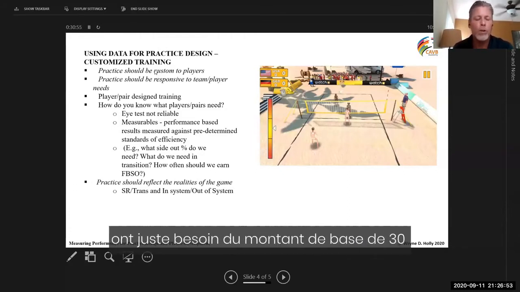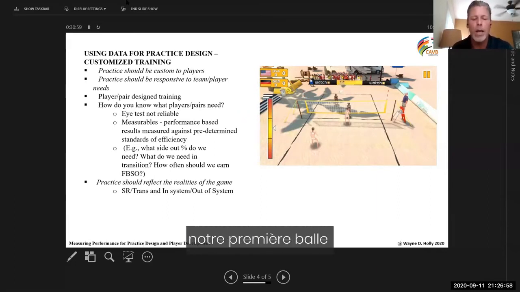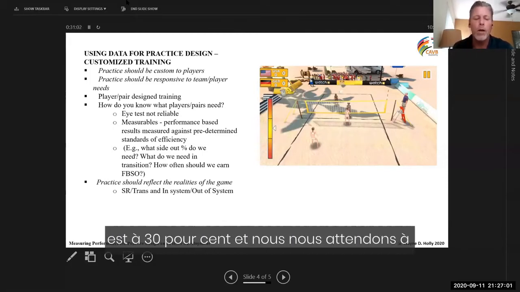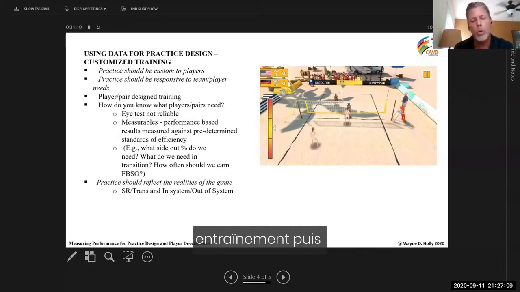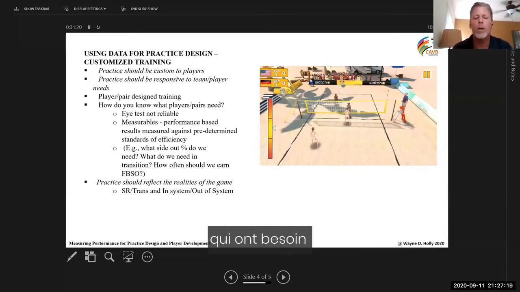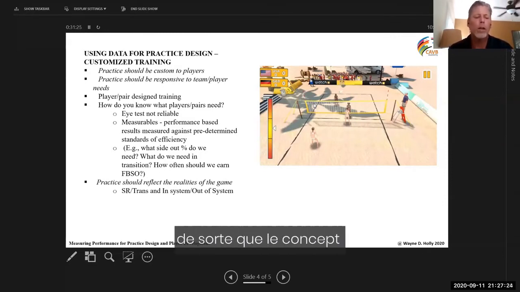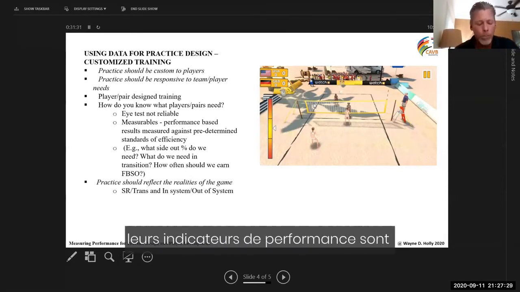If we know that some players' first ball kill is at 30%, and we expect it to be at 55%, let's say, then the players who are at 55% go through their training, and then we move them to another skill. But the players who are underperforming in that skill, who need more coaching, more repetition, more feedback, we allow them 40 minutes in that skill. That concept of customized training for individual players based on their performance metrics is one that I think the coach owes to the players, because at the end of the day, this is about player development.